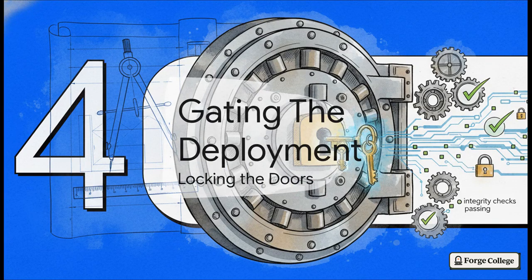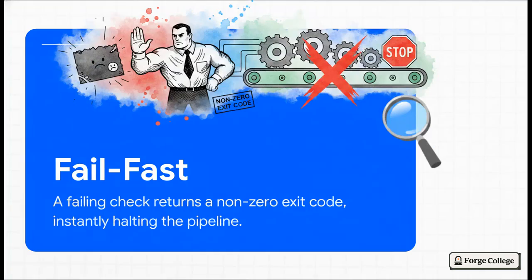Part 4. Gating the deployment. Time to lock the doors. Okay, so we've drawn the blueprints, we've locked our keys in the vaults. Now we have to ensure the deployment job is rigidly dependent on our integrity checks passing. And this whole thing relies on the concept of fail fast. If an integrity check, like a linter or a unit test, fails, it must immediately return a non-zero exit code. That tiny little signal instantly halts the pipeline. It fails fast, acts exactly like a ruthless bouncer, and literally kicks that bad commit right out of the club before it gets anywhere near your live environment.